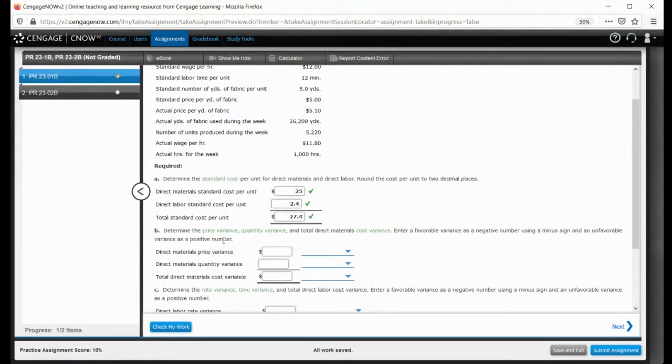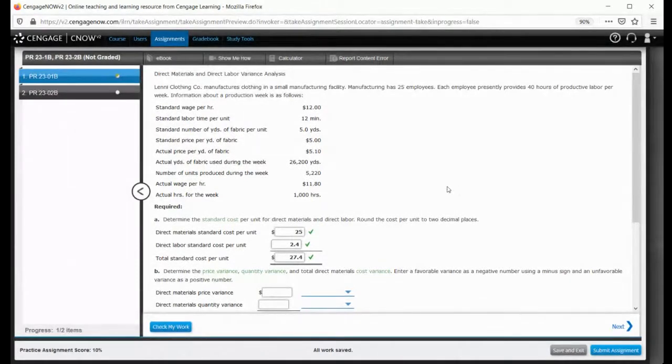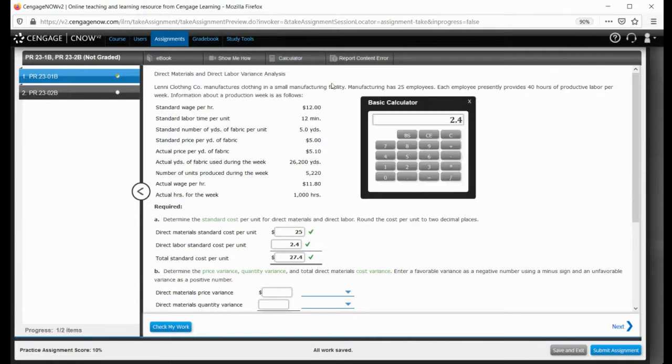We're working on part B, the price variance we're going to look at first, which is your direct materials price variance. So use those formulas that you wrote down. What we're going to start with is our actual price of our direct materials. So I need to look for my actual price of my fabric per yard, which is $5.10. I'm going to pull my calculator up. I'm going to put in $5.10. That's my actual price. From that, I'm going to subtract my standard price. My standard price per yard of fabric is $5. That was given to you.